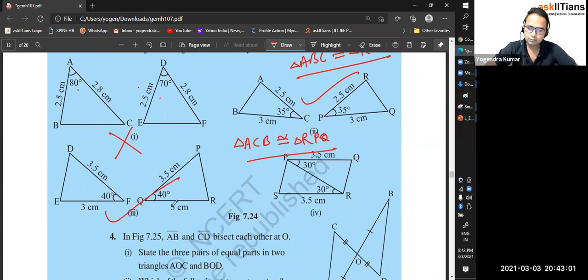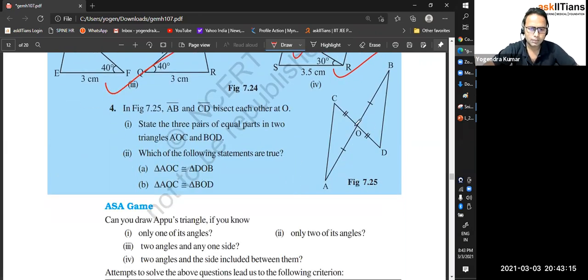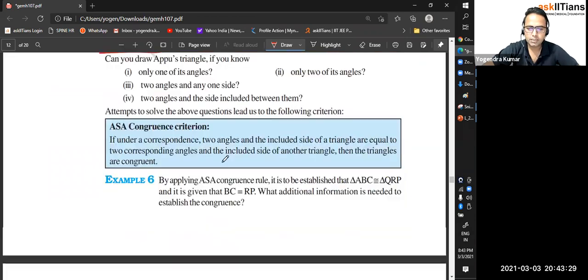You can see SAS congruence is there. What about here? Is SAS congruency there? Yes. The side is common here, this side is equal to this, and the included angle, so this triangle is congruent to this. Now these two triangles are congruent because vertically opposite angles are always equal. This side is equal to this side, so they are congruent. Okay, perfect. Now we come to ASA.